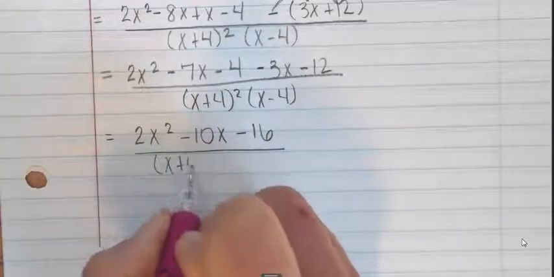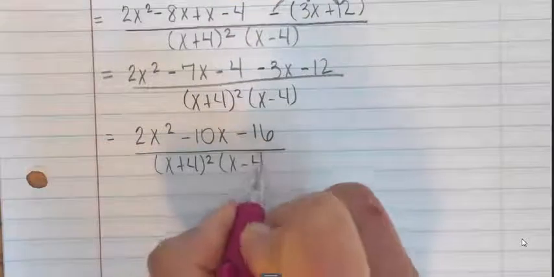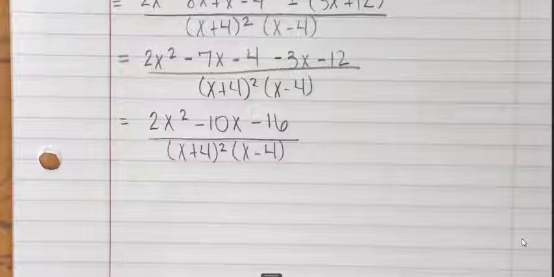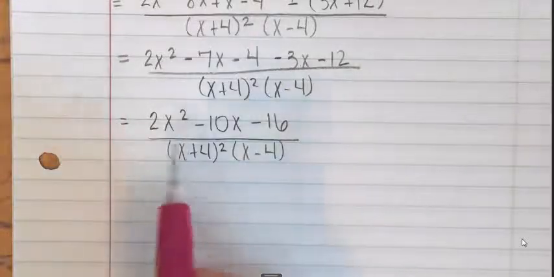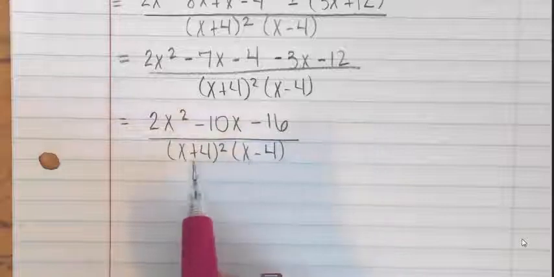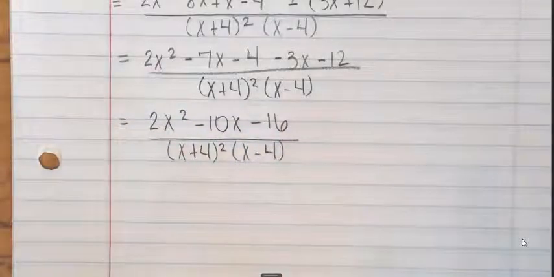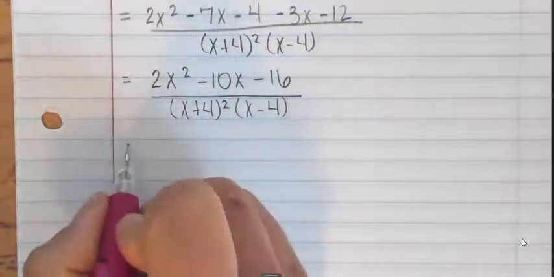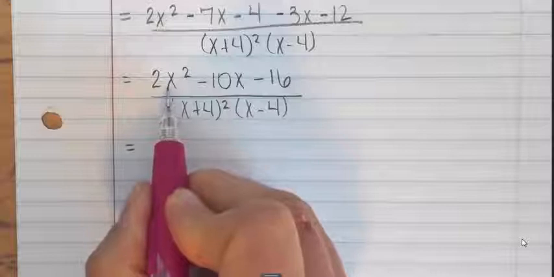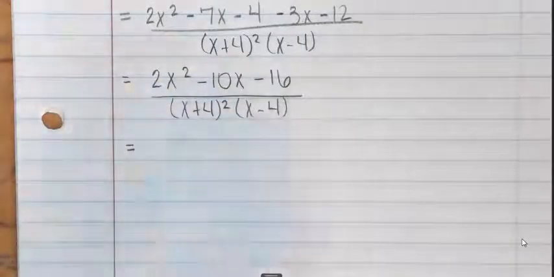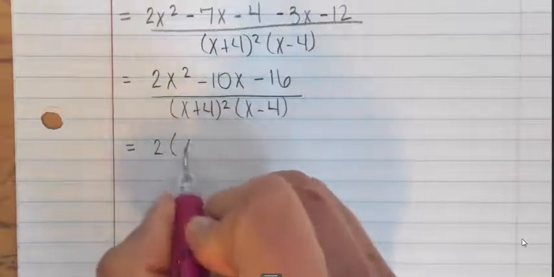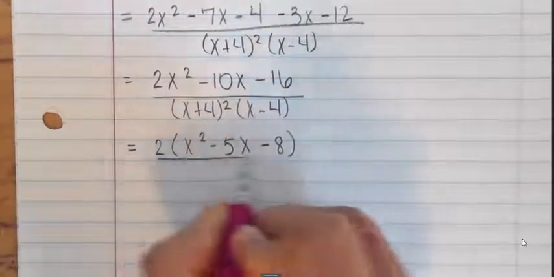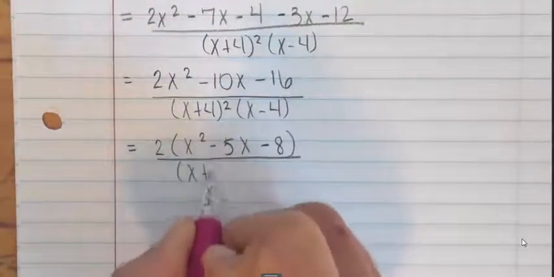And here I've got an x plus 4 squared, x minus 4. Okay, numerator is completely simplified. So the only other thing I can think of doing here is maybe I can factor the numerator so that one of these factors, or a couple of them, might reduce out. So I'm going to keep simplifying and factoring. I see that in the numerator, these three terms have a common factor of 2. So I'm going to factor that out to begin with, and then keep my denominator.